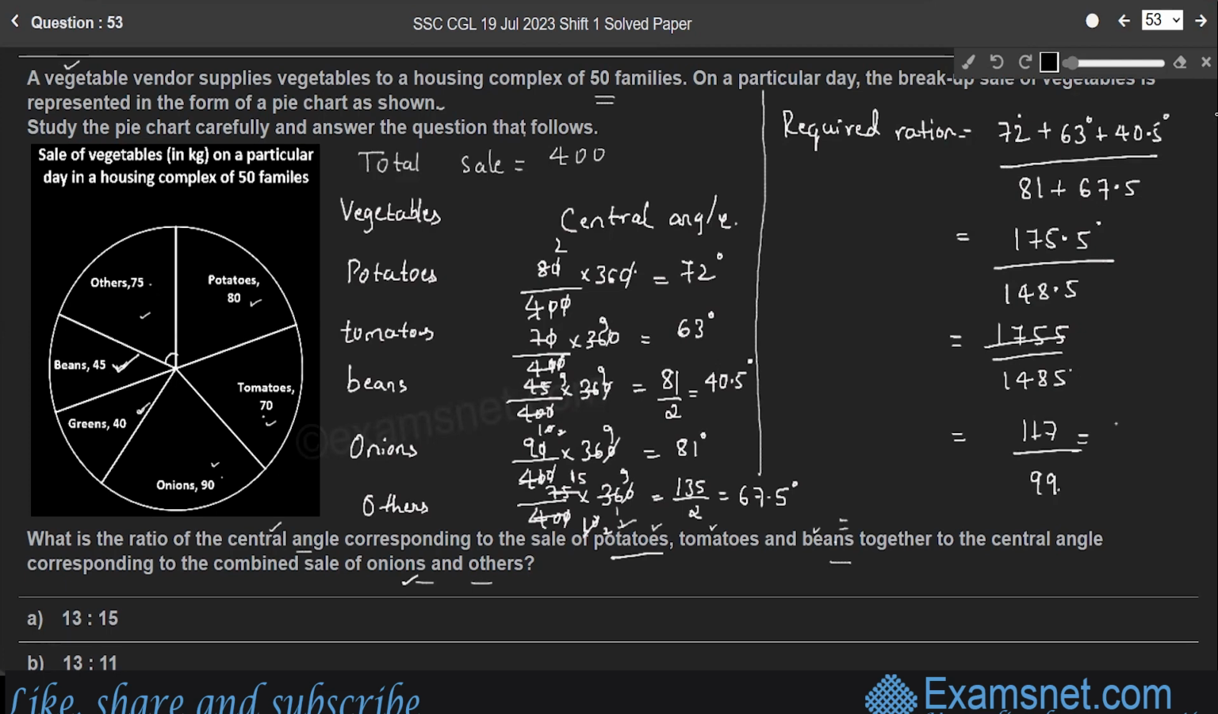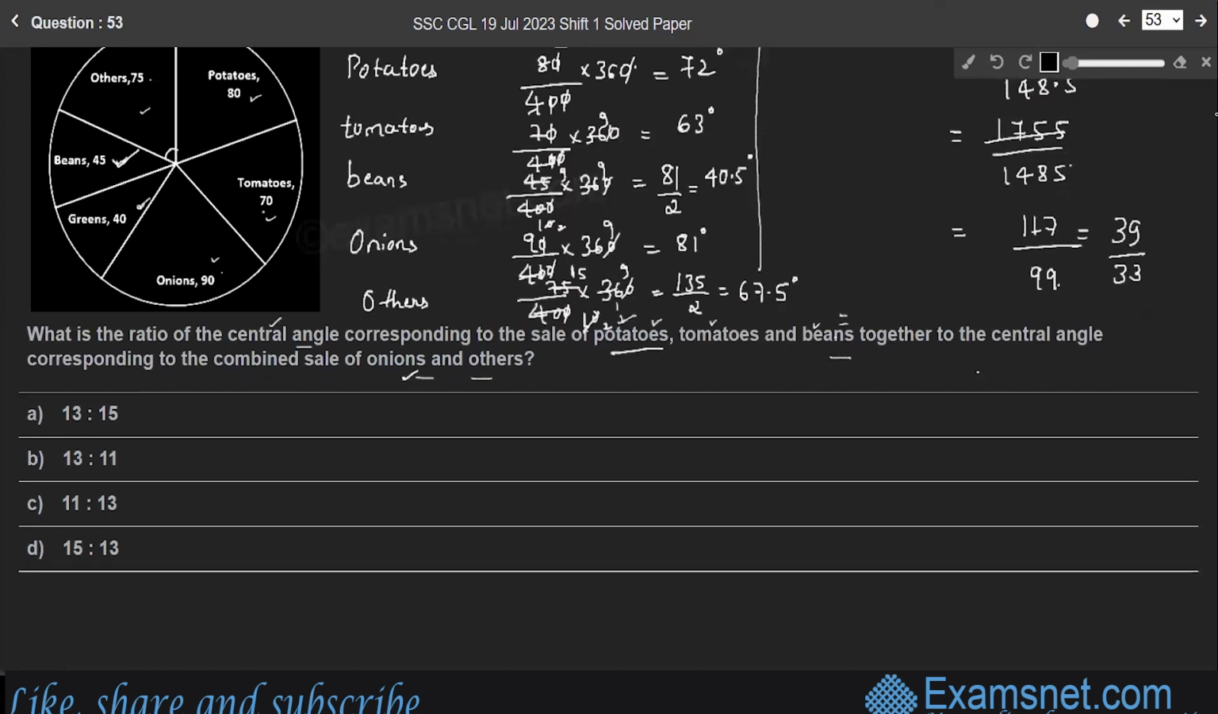So 3 into 3, 9. 3 into 9, 27. Right? So 3 into 33. Again, 39 and 33 are divisible by 3. So 3 into 13, 3 into 11. Therefore, the ratio is 13 is to 11. Right? So the ratio of the central angle corresponding to potatoes, tomatoes, beans together to that of onions and others is 13 is to 11. Right?